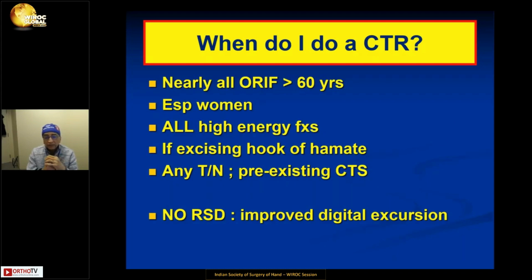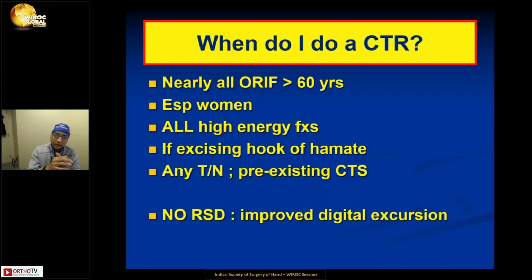More importantly, if patients have impending carpal tunnel syndrome, especially in women over the age of 60, then decompressing the carpal tunnel makes a huge difference to your outcomes. I use it for all high energy fractures, or if I'm excising the hook of the hamate, or if they have any pre-existing symptoms of carpal tunnel syndrome.